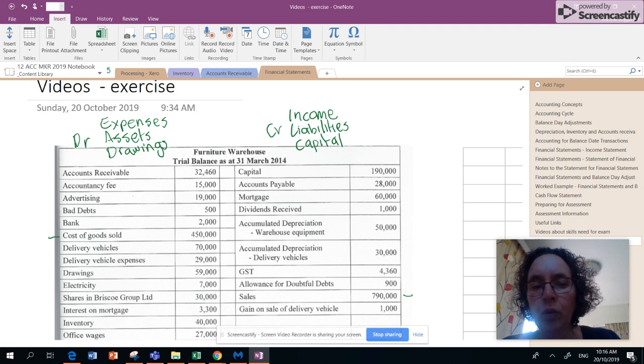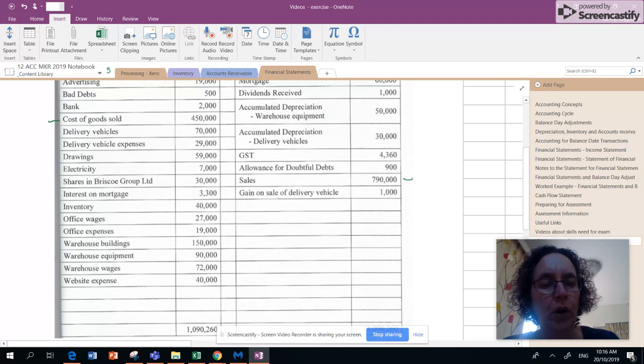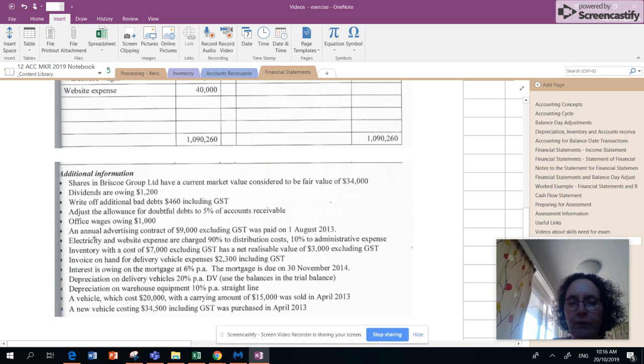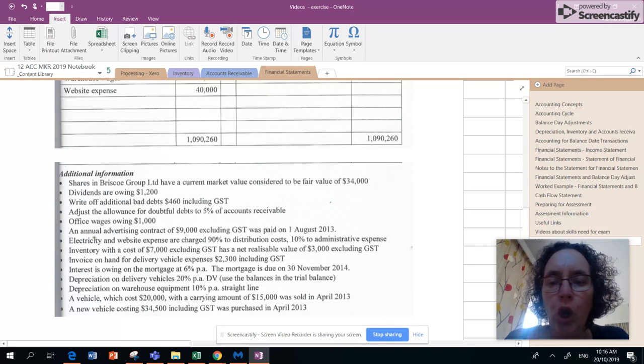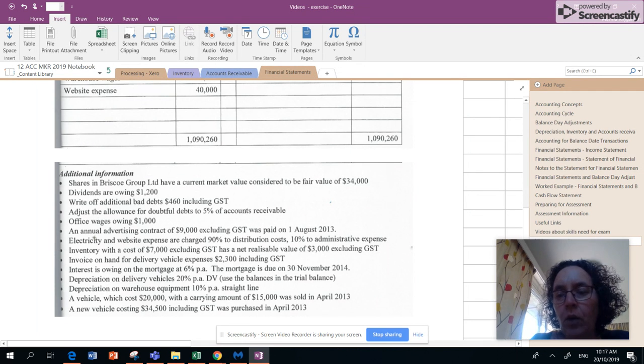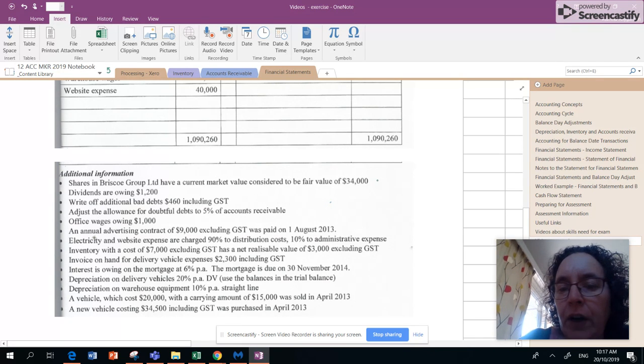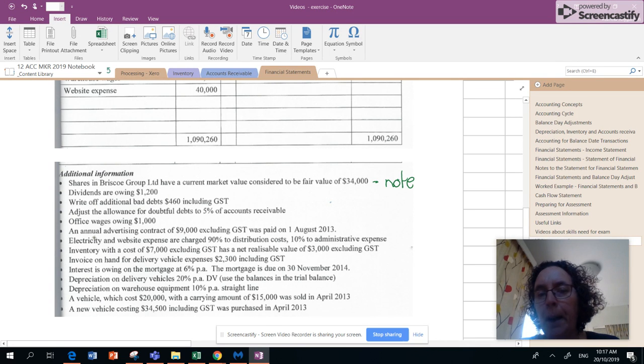So this would be in your resource material. You would get a trial balance, and underneath it you get some additional information. Now, there's probably a lot more additional information here than you normally would get. That's because this one covers pretty much everything you need to know. Okay, so let's start with the first one. Shares in Briscoe Limited have a current market value considered to be a fair value of $34,000. That's going to be a note to the statement of financial position, and we're going to come back to that one later.